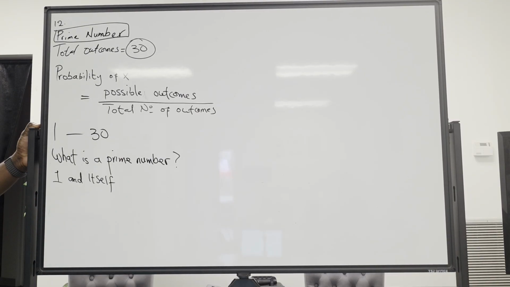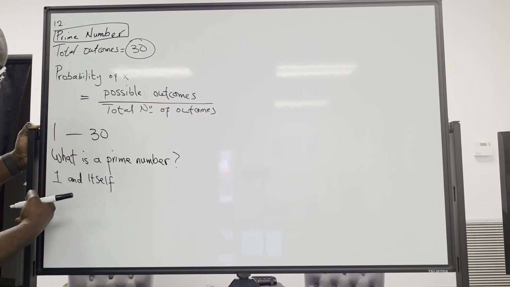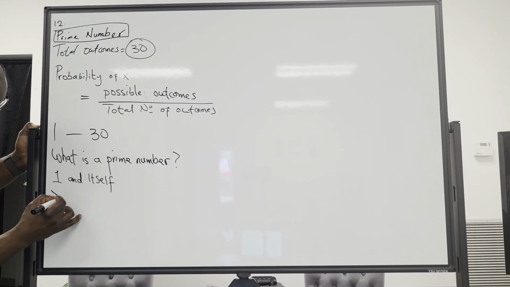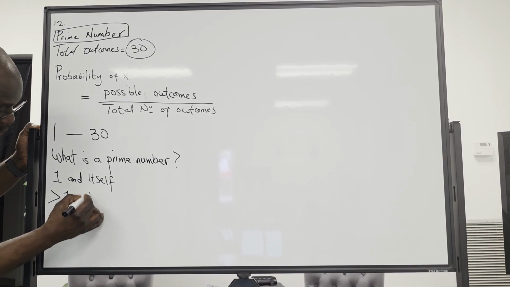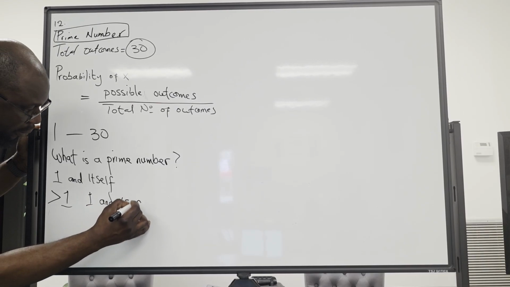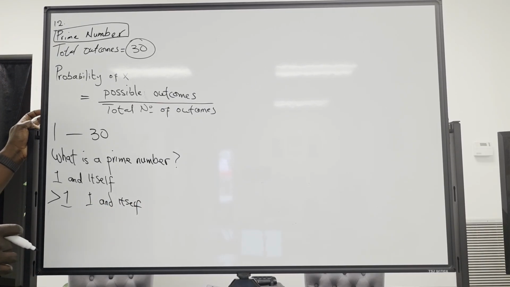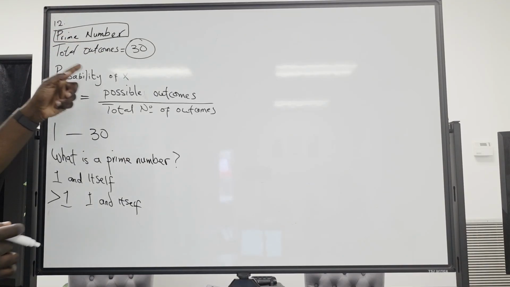A prime number is a number that is greater than 1 and is only divisible by 1 and itself. So for it to be a prime number, it has to be greater than 1, right? That's a condition. And the second condition is it can only be divisible by 1 and itself. So let's figure out the number of prime numbers that we have between 1 and 30.